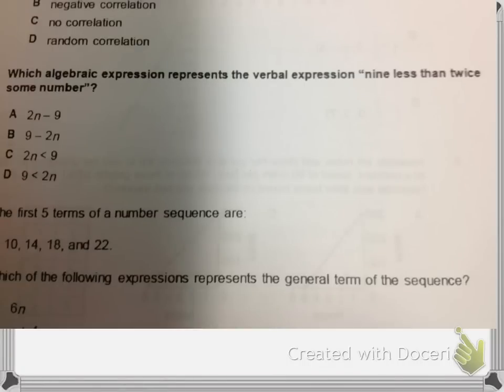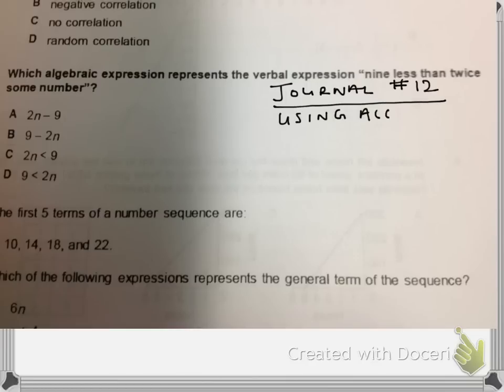Okay, so journal number 12 is going to be using algebraic symbols in equations.